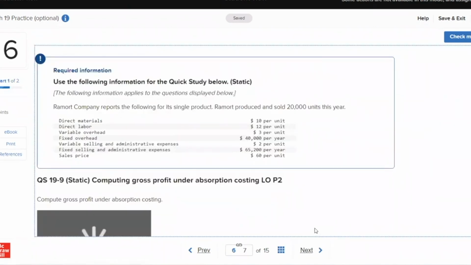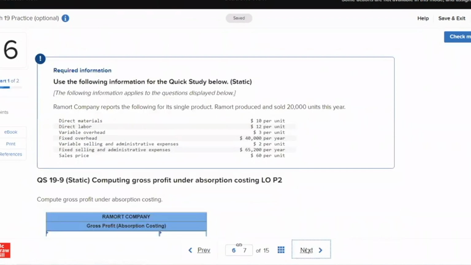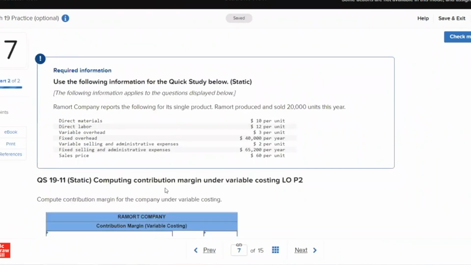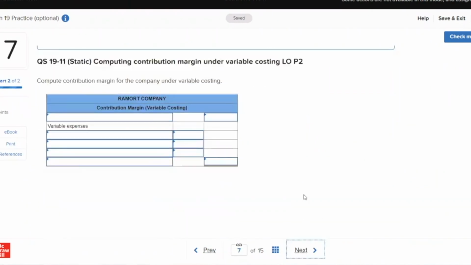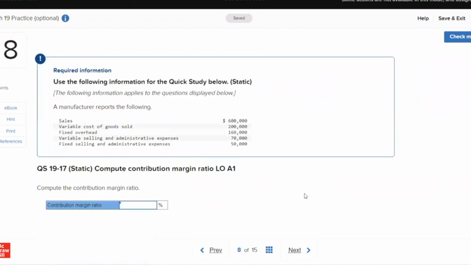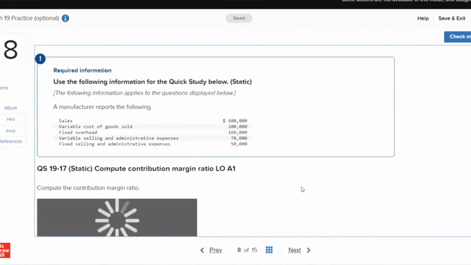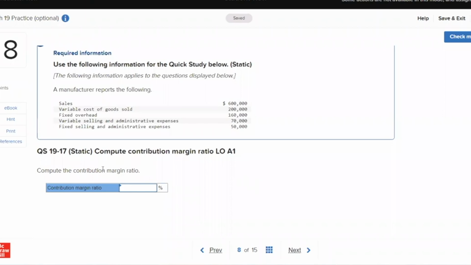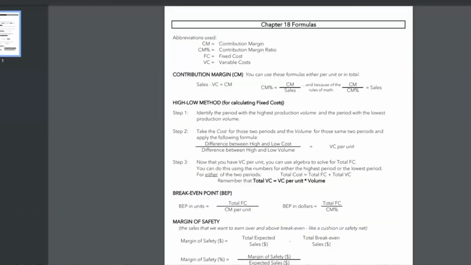That is basically the entire chapter, what I just went over. These are all just variations on the things we've already done. This is from a previous chapter, compute contribution margin ratio. That was on your formula sheet, chapter 18 formulas. So be sure you refer back to this for the unit test, because a lot of the questions on the unit test will be these formulas.